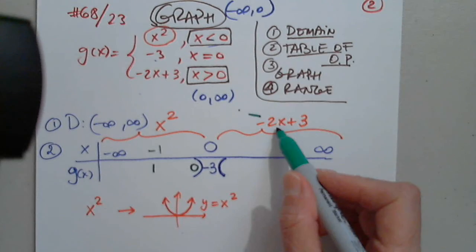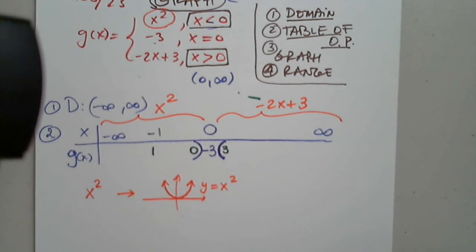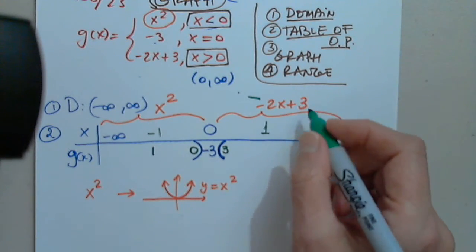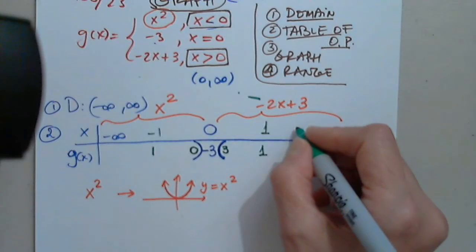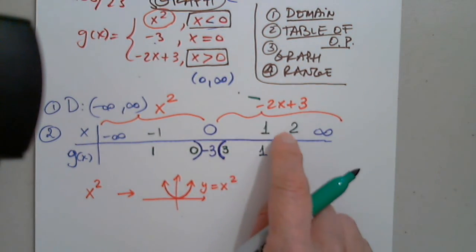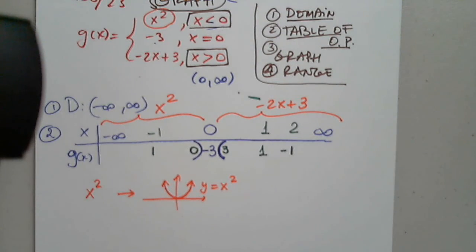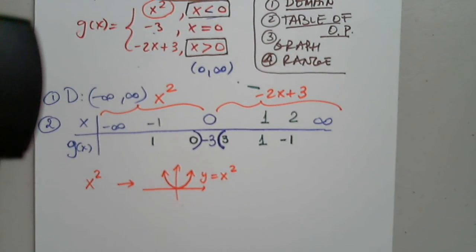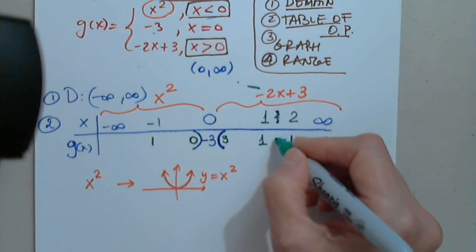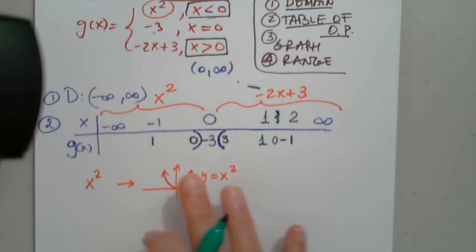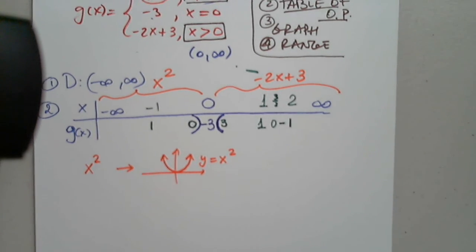When I plug in 0 here, I get 3. When I plug in 1, I get 1. Let's also plug in 2, because 2 times negative 2 is negative 4, plus 3 will be negative 1. So obviously at 1.5, or 3/2, right here, there is a 0. I should have left a little bit more room in there. Okay, so now I'm ready.